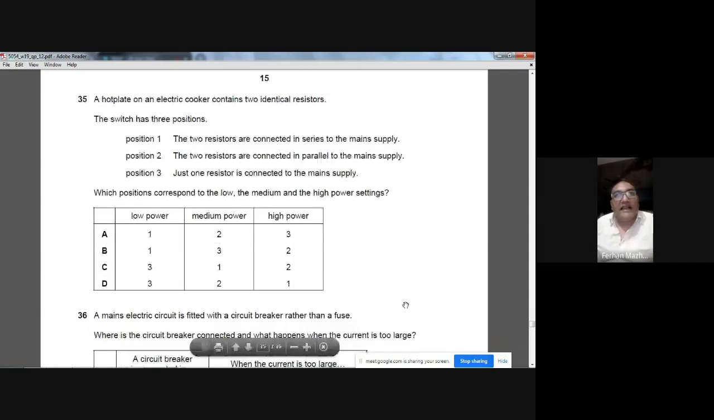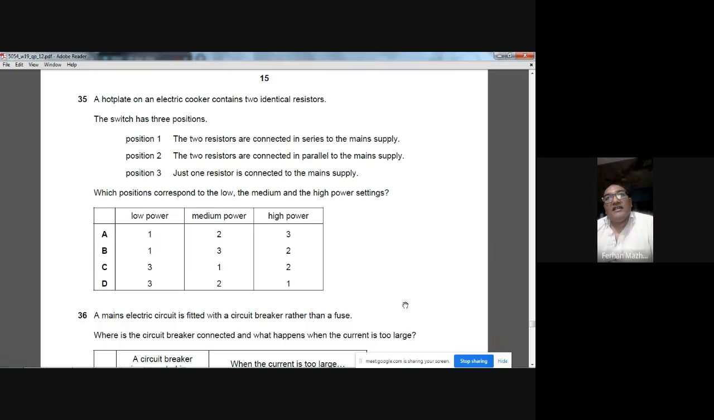A hot plate on an electric cooker contains two identical resistors. The switch has three positions. The two resistors are connected in series to the main supply. The two resistors are connected in parallel to the main supply. Just one resistor is connected to the main supply. Which position corresponds to the low, the medium, and the high power ratings? So low power will be when only one resistor is connected, and medium will be when they are connected.